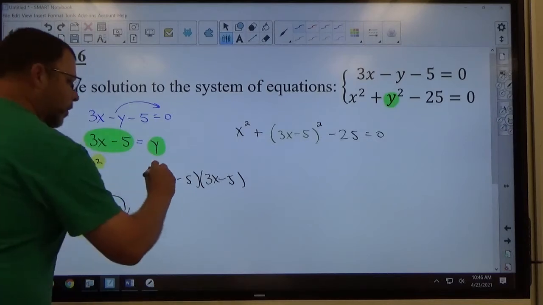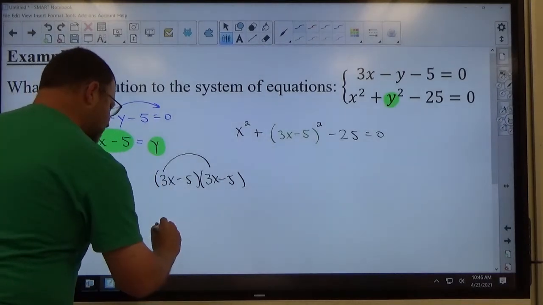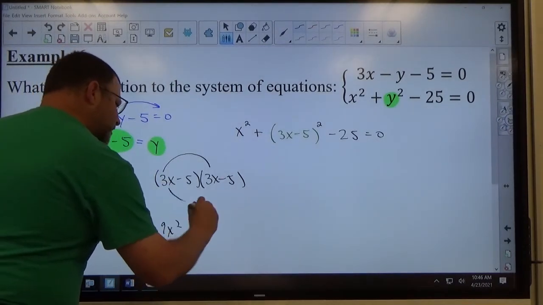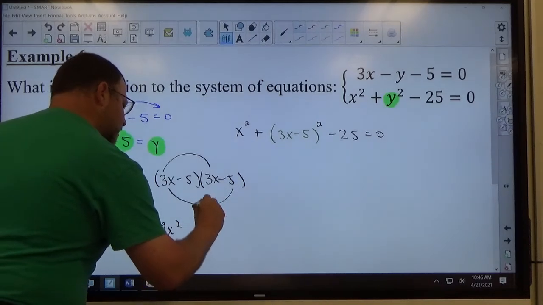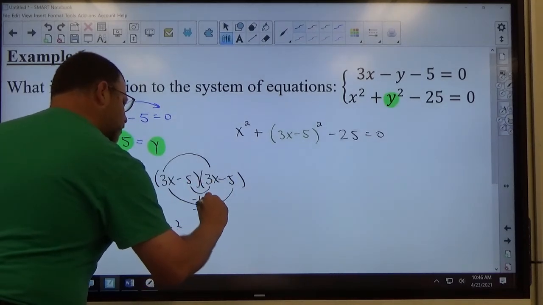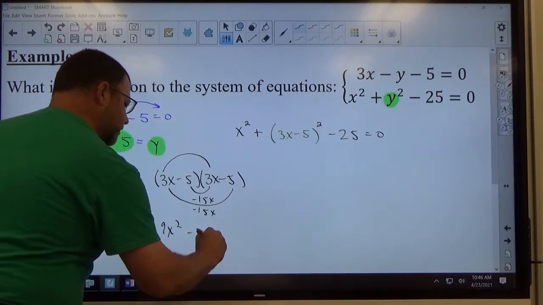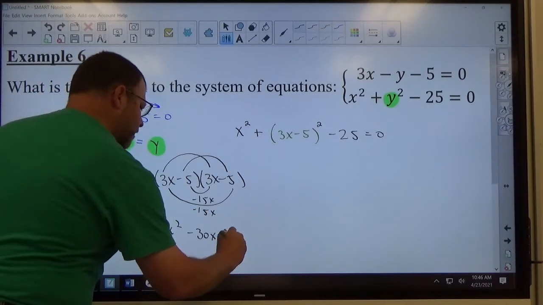Then you're just doing FOIL. 3x times 3x makes 9x squared. This is negative 15x. This is also negative 15x, which adds up to make negative 30x. And that's positive 25.